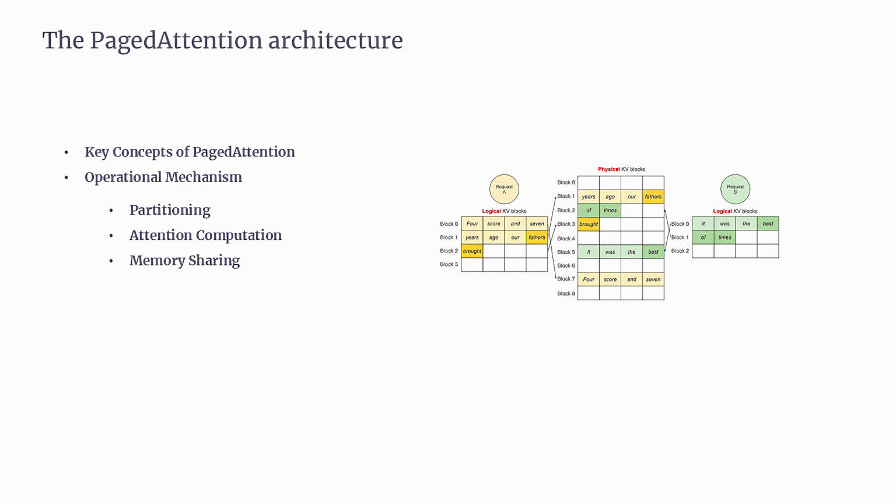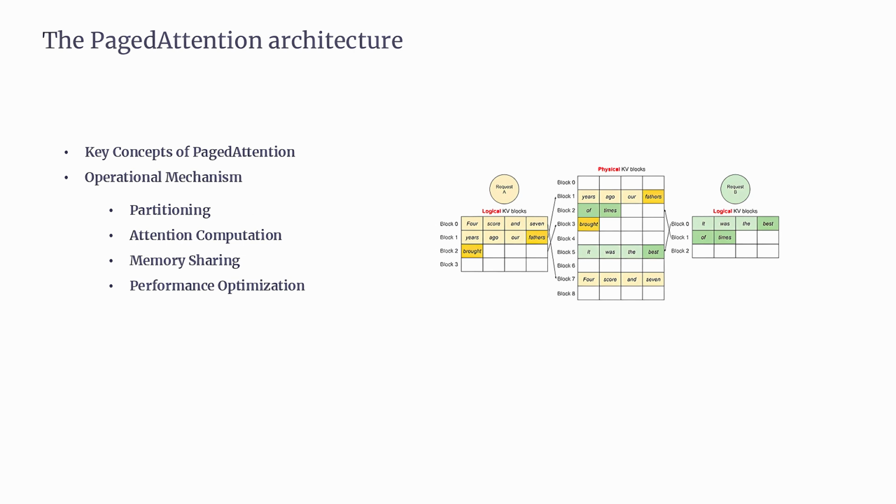3. Memory sharing. PagedAttention also allows for more efficient use of memory across multiple sequences. By using a technique called copy-on-write, it allows different sequences to share the same memory blocks, only duplicating memory when something is actually modified. This saves resources during operations like parallel sampling and beam search.